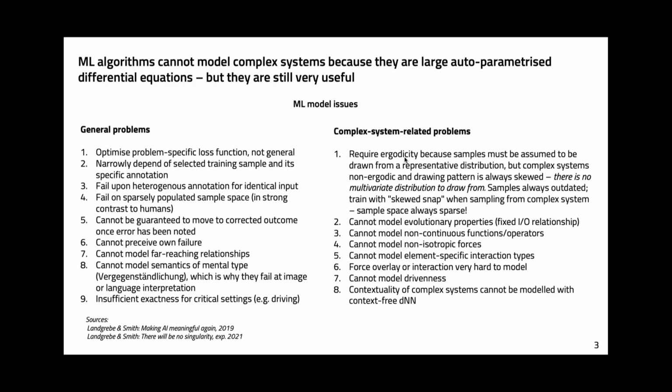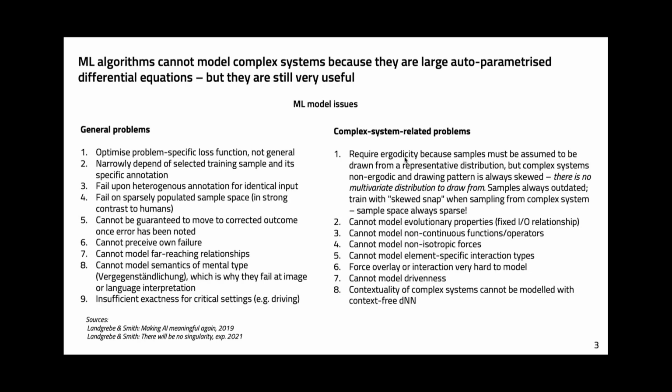And in such areas, the machine doesn't learn anything. And that's very interesting because humans and also animals are very good at applying their intelligence to sparsely populated sample spaces. Basically, that's the key of intelligence. Intelligence means the ability to react to new situations. And machine learning models completely fail in new situations, which are such sparsely populated sample spaces. They cannot be guaranteed to move to corrected outcomes.